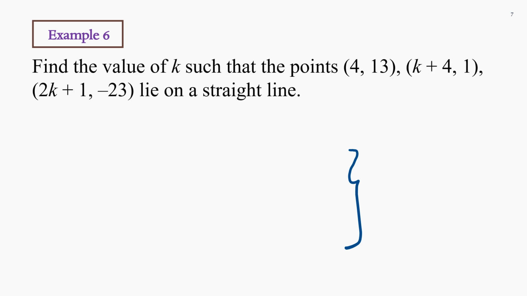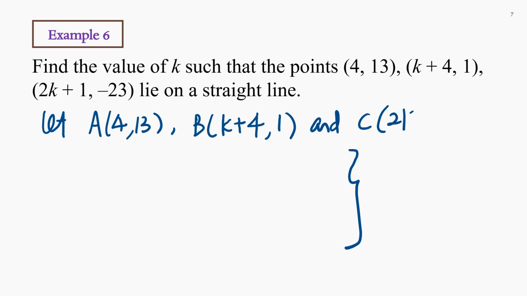Right, let's look at example 6. Sometimes the questions can be phrased in such a way that you are told that the points are collinear, and then from there you are asked to find a certain unknown value. So this unknown value is the value k. When these 3 points are collinear, they lie on the same straight line, which means the gradient of the line segment joining the first and second point will be the same as the gradient of the line segment joining the second and the third point.